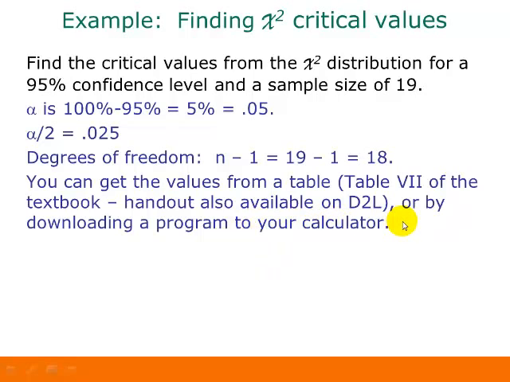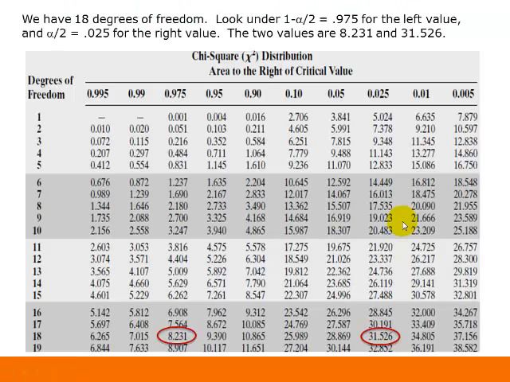Now the way we're going to find the critical values for this distribution is just by using a table. There is a program that you can download to your calculator, but that's a little bit complicated, so it's easier just to use the table for this. And here's what the table looks like. This is just copied out of your textbook.